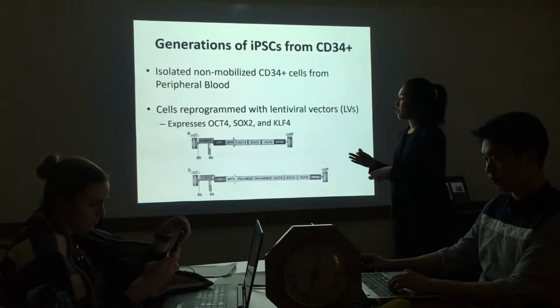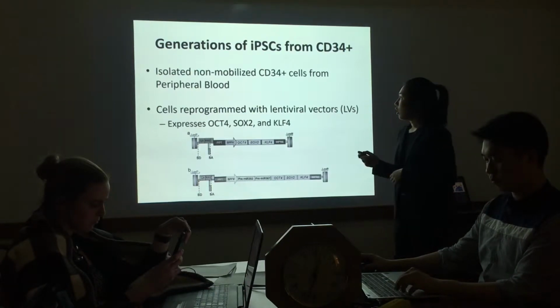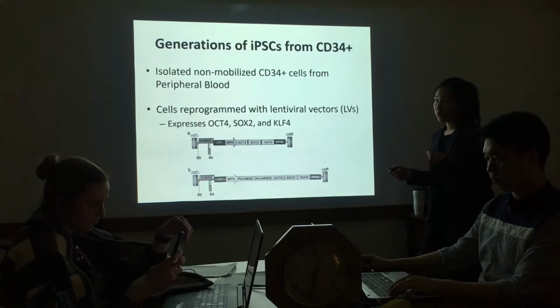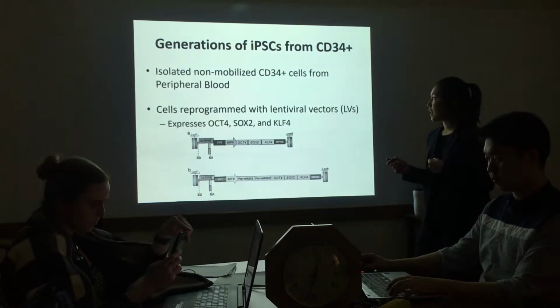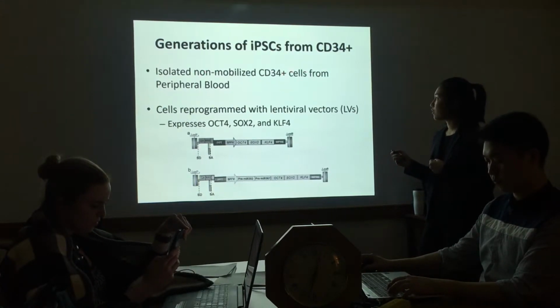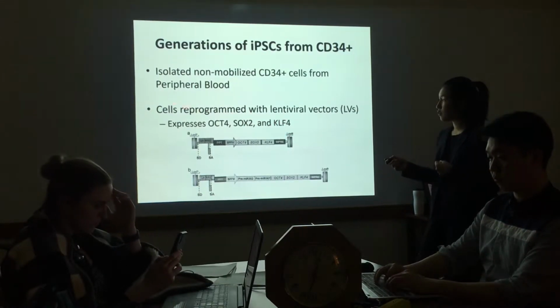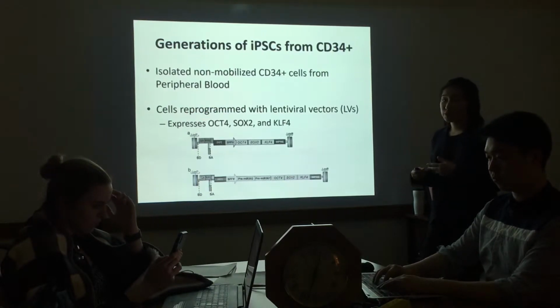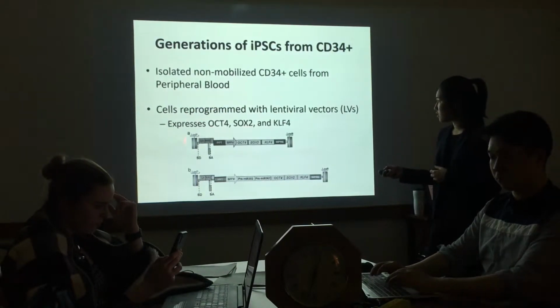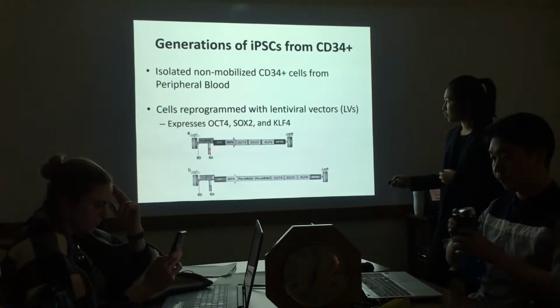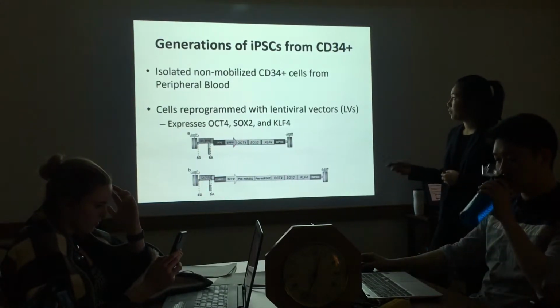So let's dive into what they actually did to generate iPSCs. They took the patient's, or the subject's, blood and isolated non-mobilized CD34 cells from their peripheral blood. They reprogrammed the cells with lentiviral vectors, which are viral vectors that express OCT4, SOX2, and KLF4. These are all reprogramming factors that produce iPSCs. And as shown in the figure, these two are the LVs that were used in this paper.